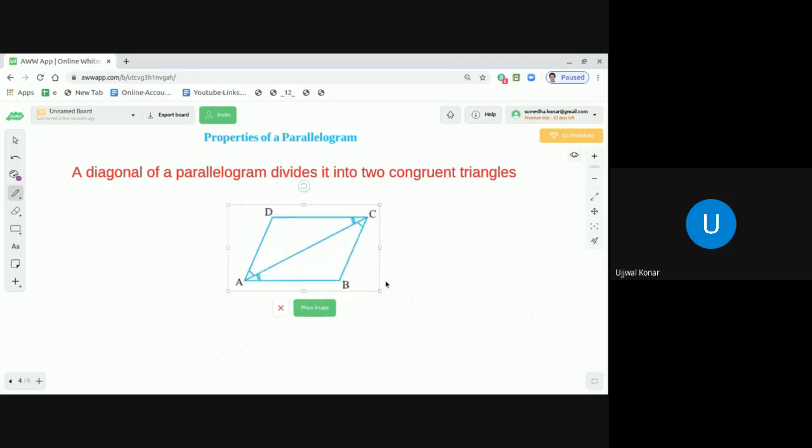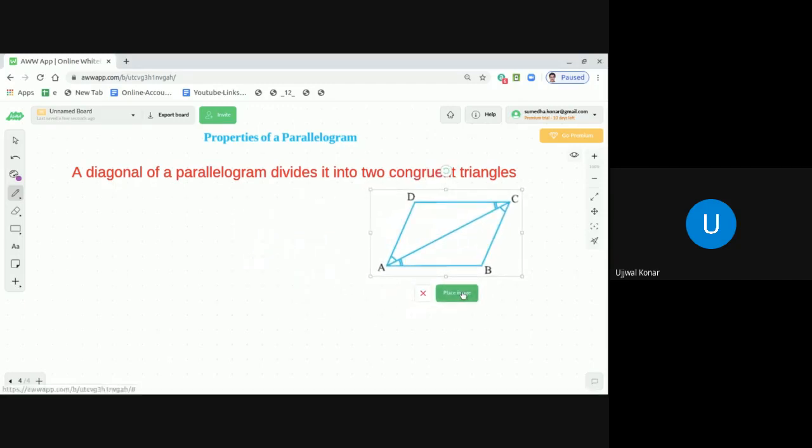So you see that ABCD is a parallelogram, correct? And in this parallelogram, there is a diagonal. It is AC. As you see, AC is the diagonal. Now, this statement says that this diagonal AC divides the parallelogram into two congruent triangles. We are able to see the two triangles: one is ABC and another is ADC. This is one triangle and this is another triangle. But the point is that these two triangles are congruent, and we are going to prove it.